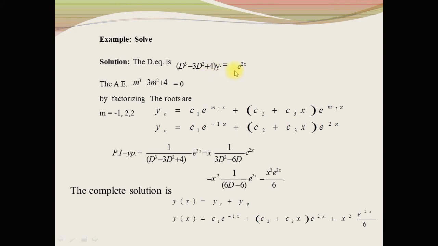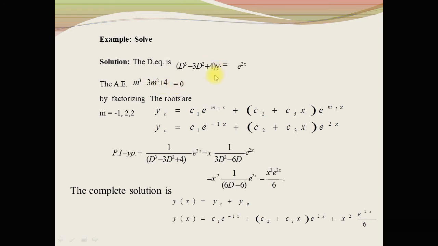For this non-homogeneous higher order linear differential equation, we have to find two solutions: the complementary solution and the particular solution. For the complementary solution, take the homogeneous part. The homogeneous part means (D cube minus 3D square plus 4) y is equal to 0. So for the homogeneous part, use the auxiliary equation, which is m cube minus 3m square plus 4 is equal to 0.